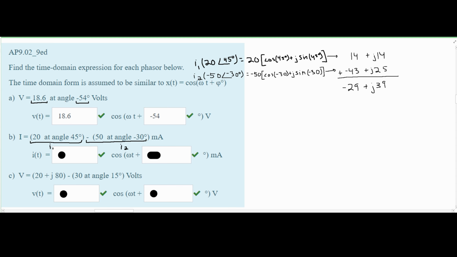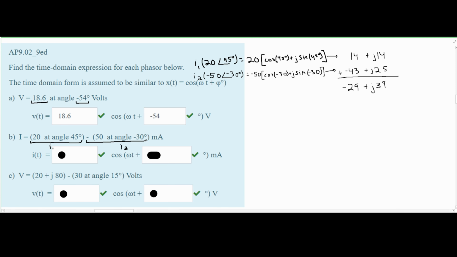Now we have to convert our added value back into this form so we can put it into this equation. An important note that confused me a little bit is that this negative sign is not outside of the parenthesis. It's not going to be a negative 50 and then a positive 30 degrees. It's just going to be negative 50, and this remains unchanged at negative 30 degrees as well.